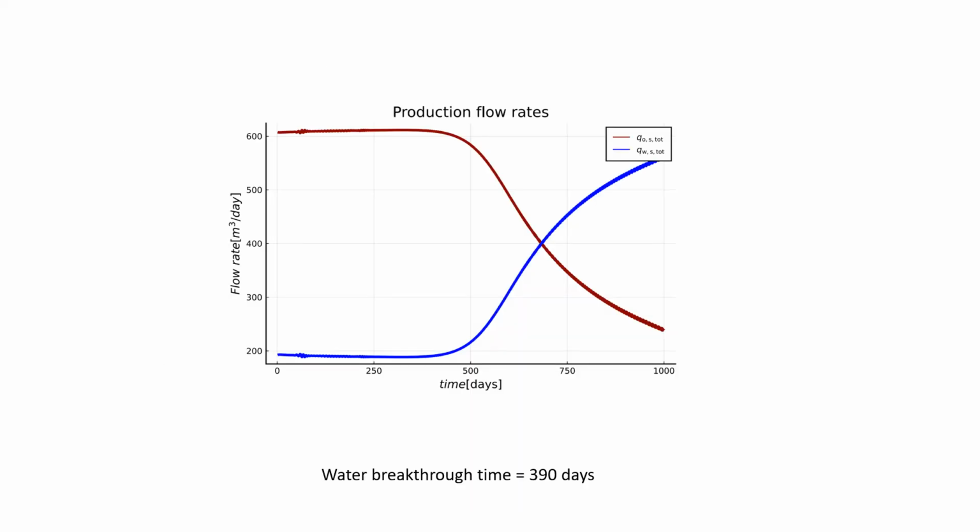This figure demonstrates the production of oil and water. The maroon line indicates the flow rate of oil, while the blue line indicates the flow rate of water. After around 390 days of production, we can see that the production of oil is decreasing. This point of time is called the water breakthrough time.